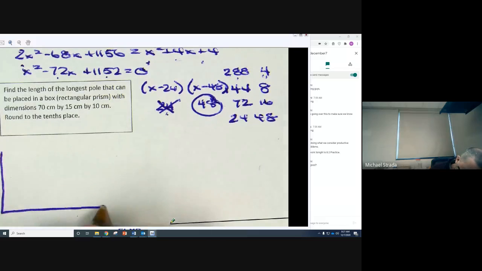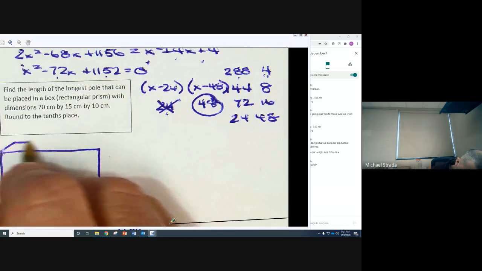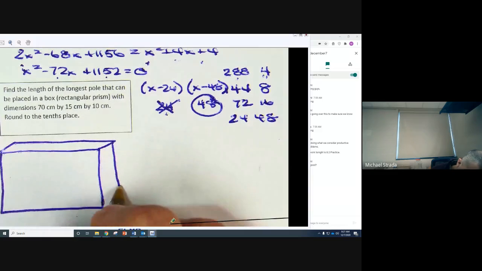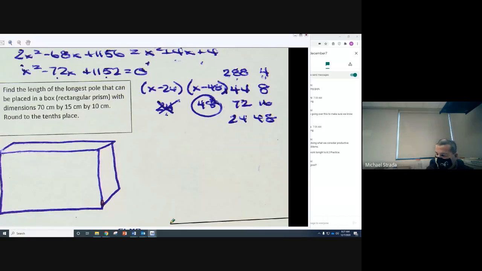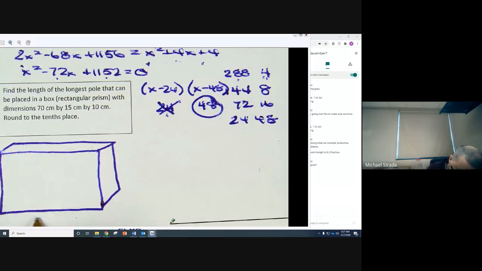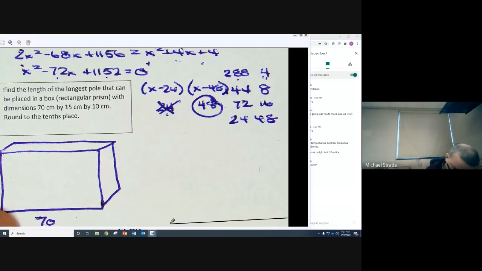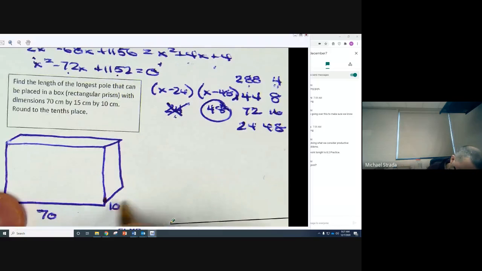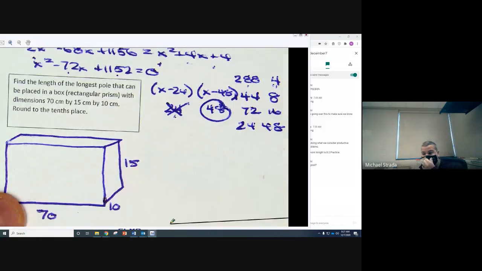So here's the long way, the way I love. All right. So we have a box. I'm going to make this the 70. I'm going to make this the 10. And I'm going to make this the 15. But it's not going to matter. You can put them anywhere you want.